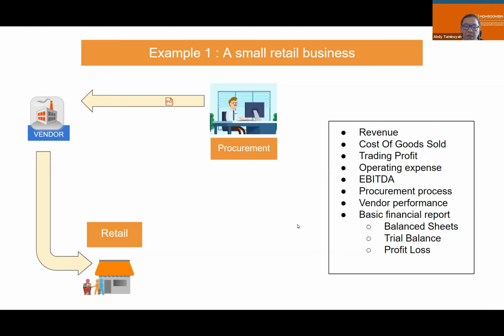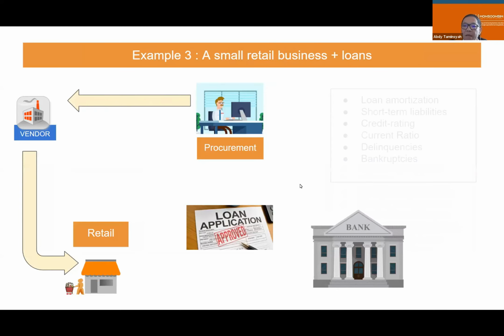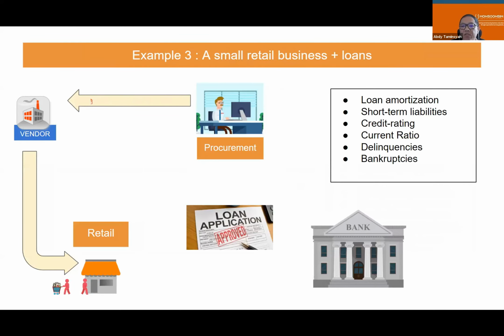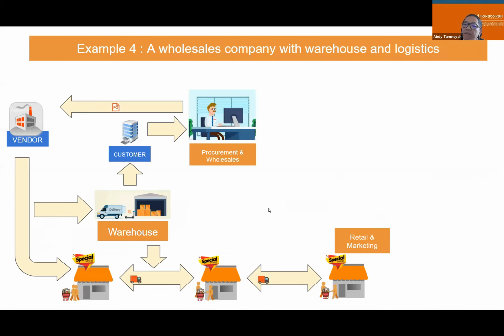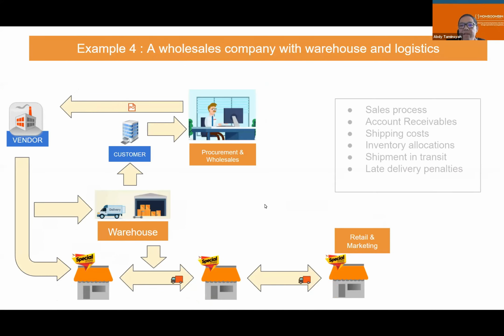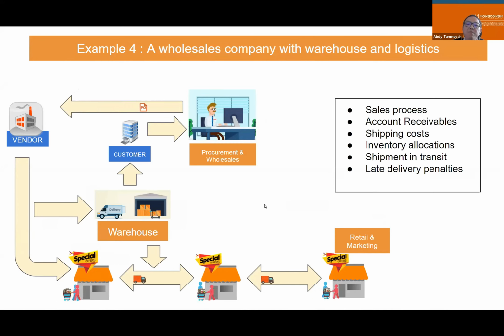So it all comes with your configuration. If you want to define it a little bit more, let's say you turn on the loan feature, then the student will learn more, such as loan amortization, short-term liability, the credit rating, the current ratio, etc. And if you turn on a lot more, like warehouse, procurement and retail marketing, then they will learn more, such as sales process, accounts receivable, shipping costs, inventory. Again, it's all up to the teacher.